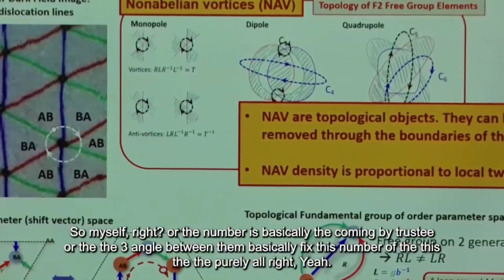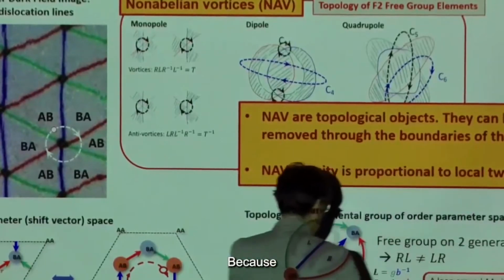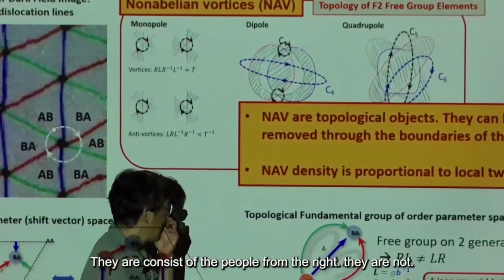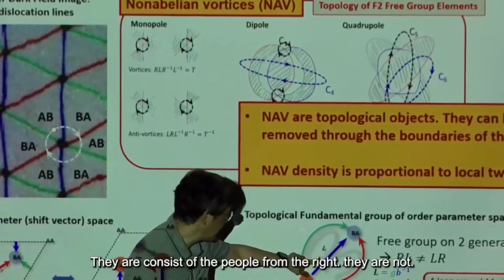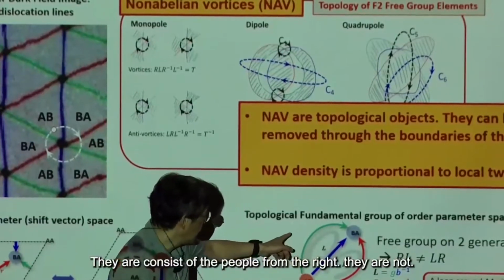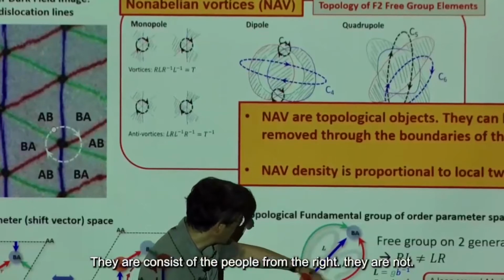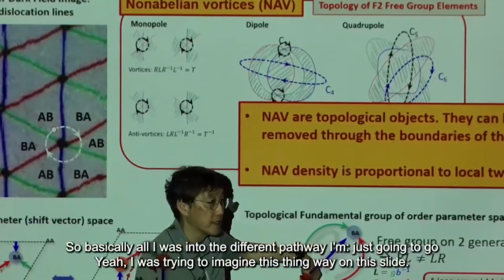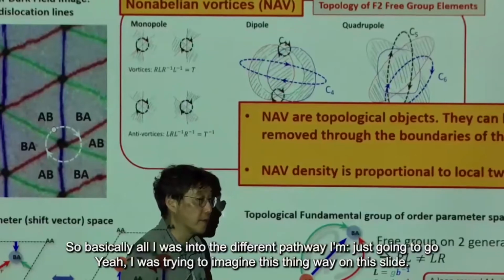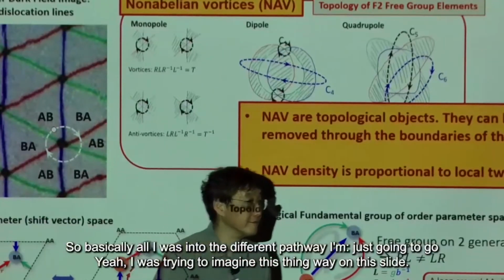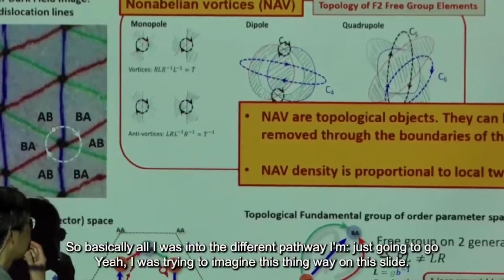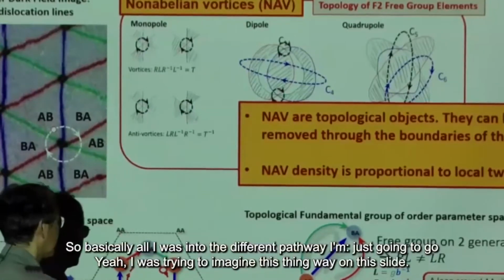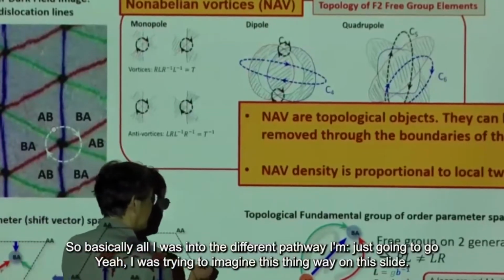Can you briefly explain why the two generators do not convert with each other? Because they consist of different types of things, right? So basically, RL versus RR moves correspond to different pathways that I'm just going to go through. It's a distinguishable pathway. I was trying to imagine the same way on this slide. It's like if you apply R and then you apply L, versus you apply L and then R. They kind of look the same to me, but I didn't go through the whole lattice.